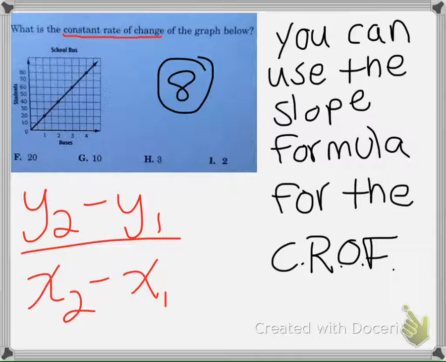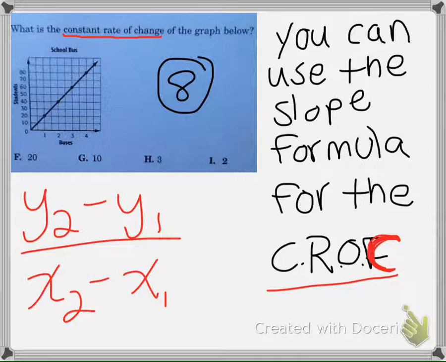So I wrote a little note here, and it says you can use the slope formula for the constant rate of change. And I did a little abbreviation. It's not croc, like the shoes, but constant rate of, oh wait, it is croc. Sorry. Yes, croc like the shoes. Constant rate of change. I don't know why I put F there. Maybe I was thinking of formula.